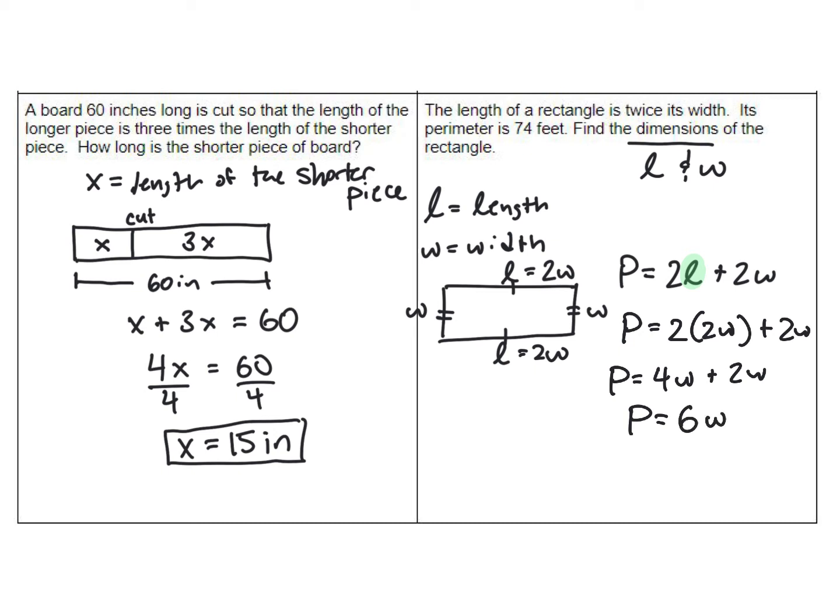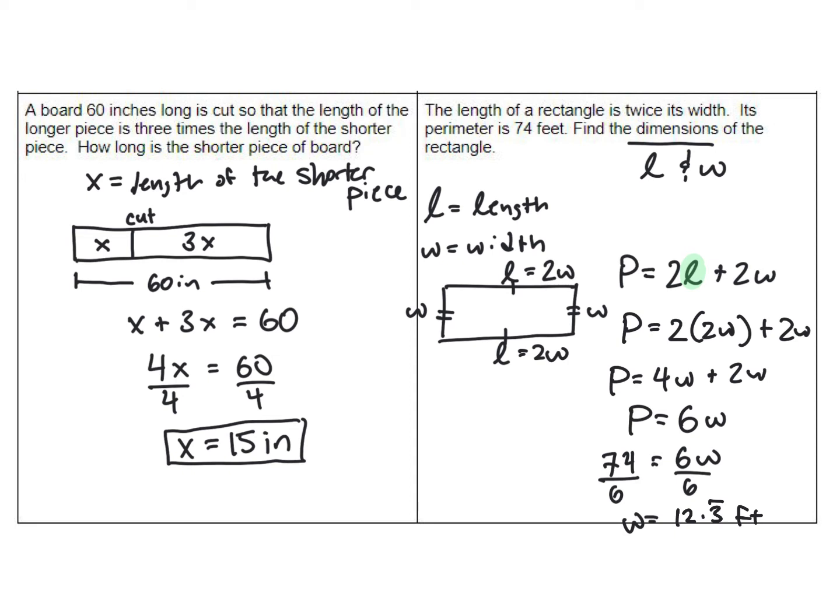times the width. Now knowing that my perimeter is 74, I can go ahead here and find the width by just taking 74 and dividing both sides by 6, and that would tell me what my width is. And what I would get for a width is about 12.3 repeating, and this is going to be feet.